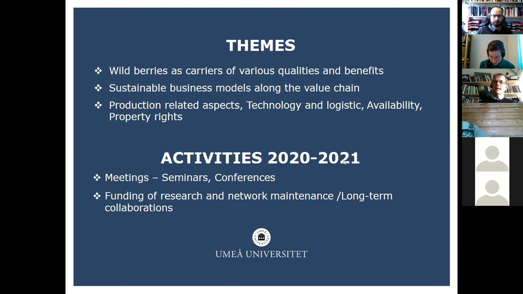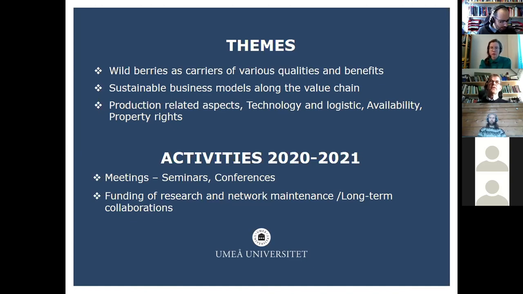Then we have some themes that we developed from this, where the wild berries are carriers of various qualities and benefits, like the other presenter here has addressed, foods with specific nutrients, and also there is huge interest from the government in the vulnerability of food supply in Sweden. And of course there are aspects like regional identity and marketing. How can we enhance a place for the tourism industry based on different natural resources? We also have sustainable business models along the entire value chain, from picking, raw material handling, including transport and fractionation and processing, distributing and marketing, and sales to different demand.